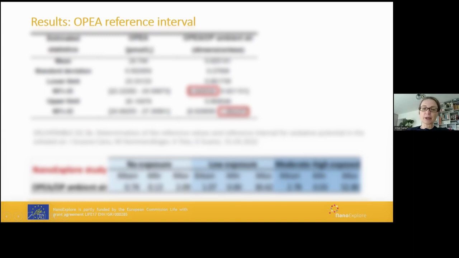But for people with low exposure, you see that the mean value is already beyond the upper limit. It's higher, and it is almost a threefold increase compared to the upper limit of the interval that we observed in this result. So this is how we interpret our values measured in NanoExplore, and it is also how these values could be used in other applications and in other projects.